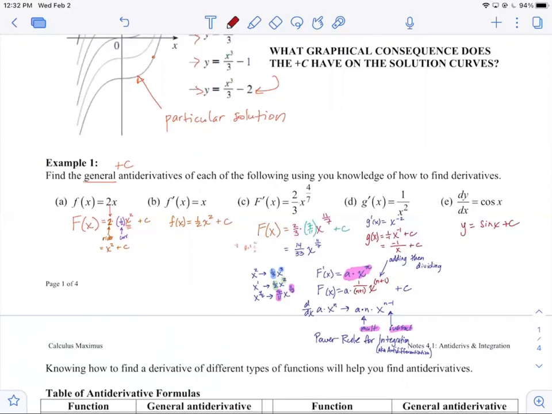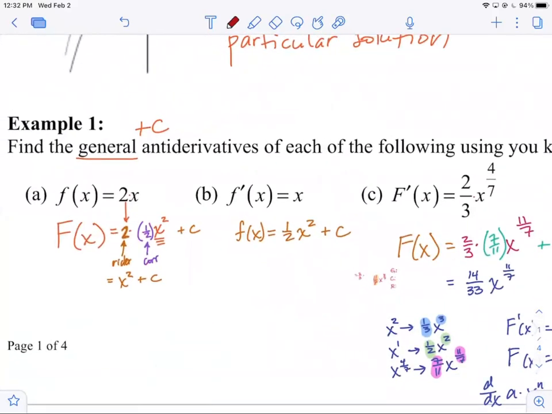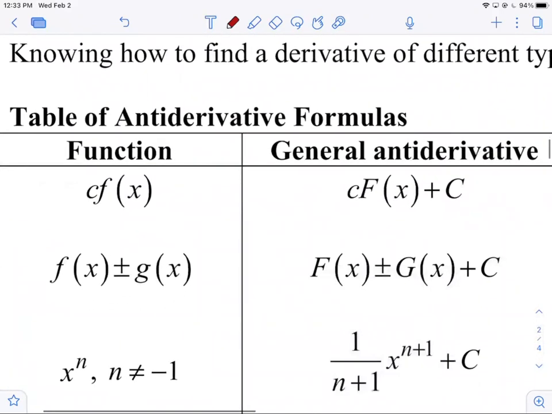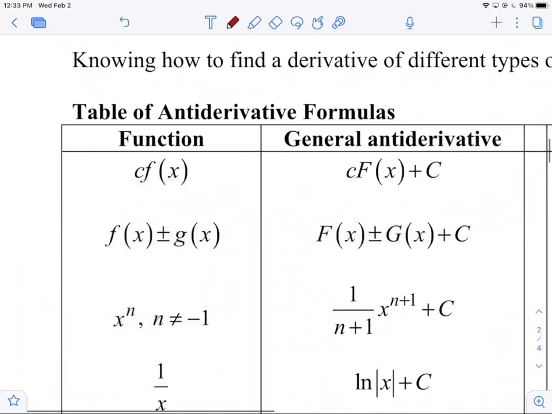Everyone good with that? Now, here's the good news. The power rule for integration is the only rule of integration you'll have. Everything else requires a little bit of ingenuity and finesse and memorization and recognizing patterns, right? Which is why it's the most fun thing we could do in here. Going backwards. All right. So here's a table of antiderivative formulas. And really all they are is I took the table for derivatives and I flipped the columns around.